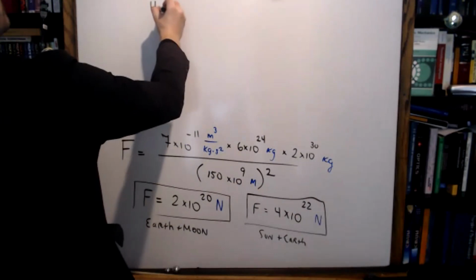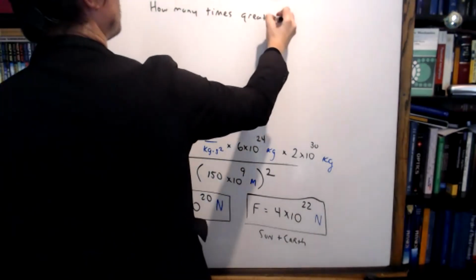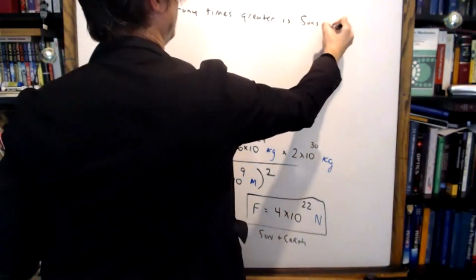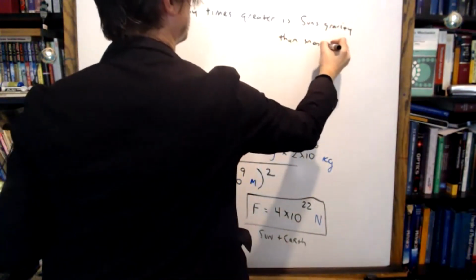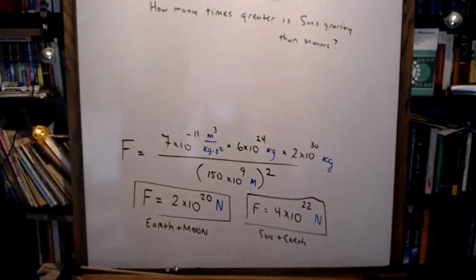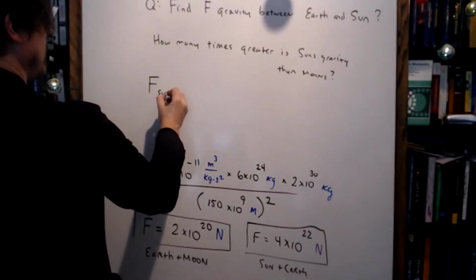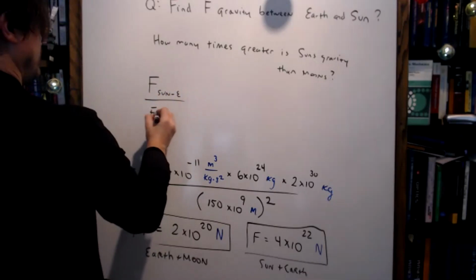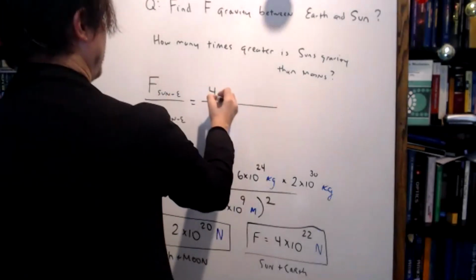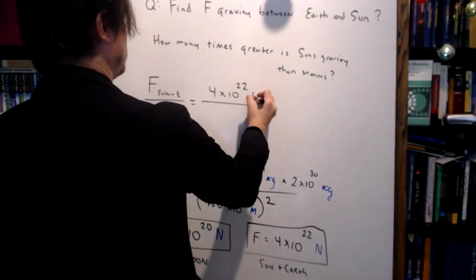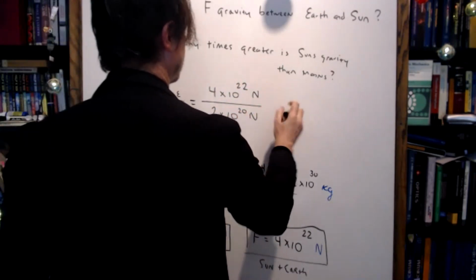How many times greater is the sun's gravity than the moon's? To compare it, we will divide the force of the sun-Earth gravity by the force of the moon-Earth gravity. And we will have 4 times 10 to the 22 newtons over 2 times 10 to the 20 newtons.